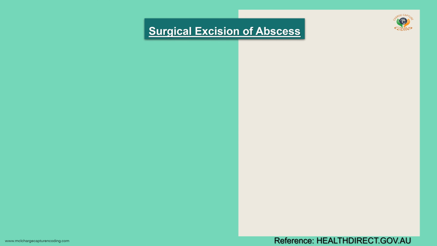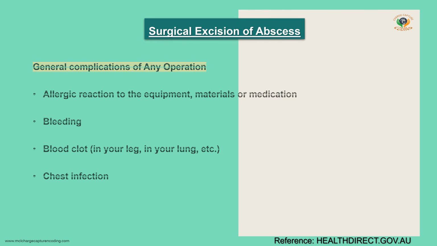General complications of any operation are as follows: allergic reaction to the equipment, materials or medication, bleeding, blood clot in your leg, in your lung, etc., or a chest infection. However, the abscess may keep coming back, may be slow to healing if your wound was packed. In some cases, some complications can be serious and can even cause death.